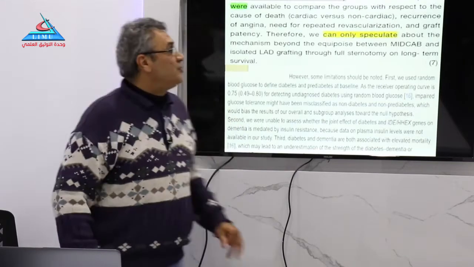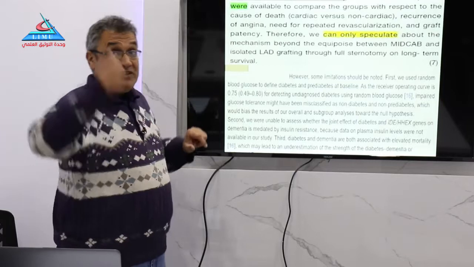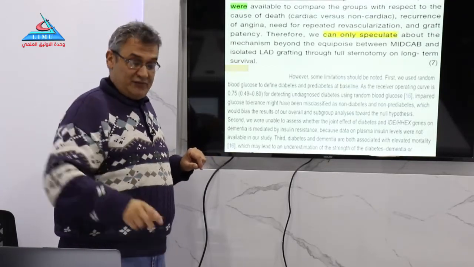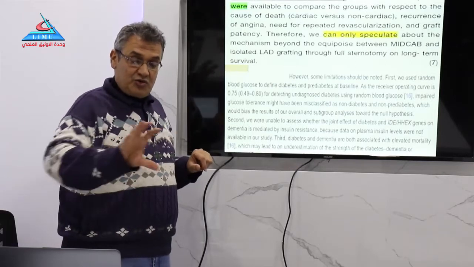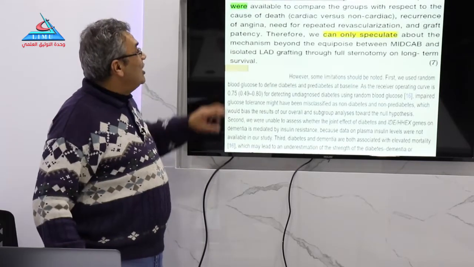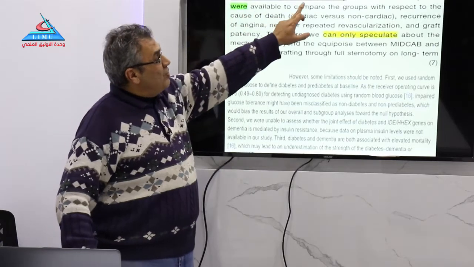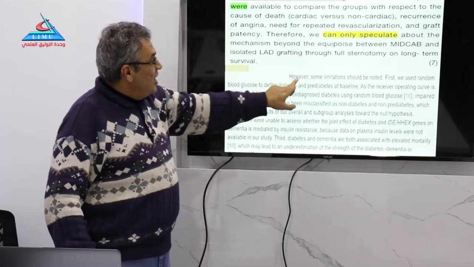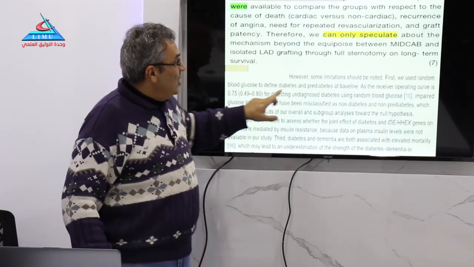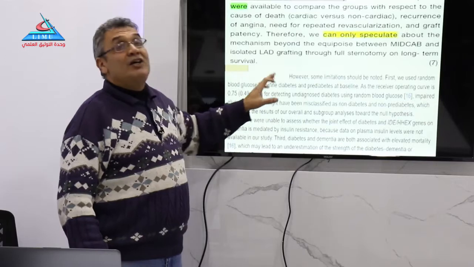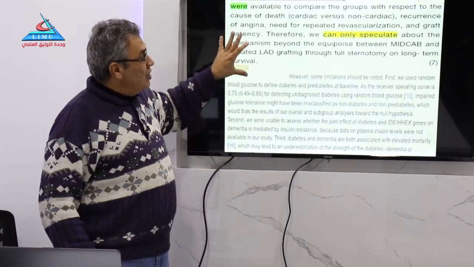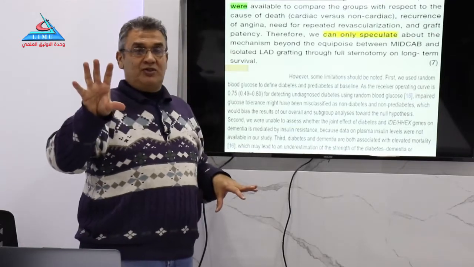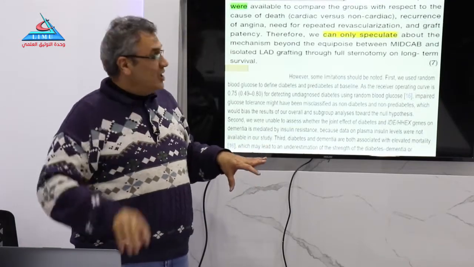Limitation is quite important and should be part of the discussion, as we said, and it is between the main body of the discussion and the conclusion, so there is an area for the limitation. As you can see, the main limitation of our study is that no follow-up data were available. In this, however, some limitations should be noted. First, and so on. So we should consider the space for the limitation. We should write something about the limitation. We should enumerate the limitation.